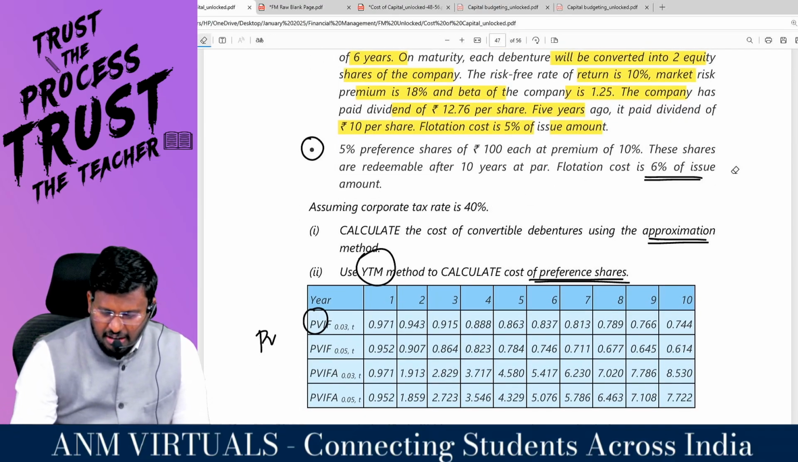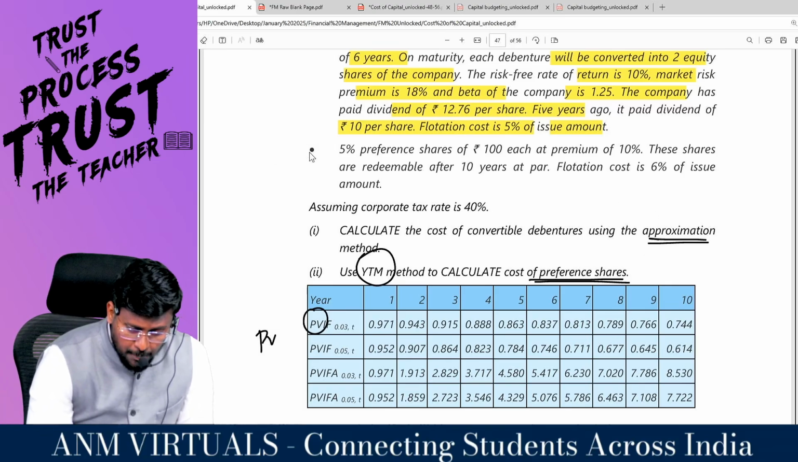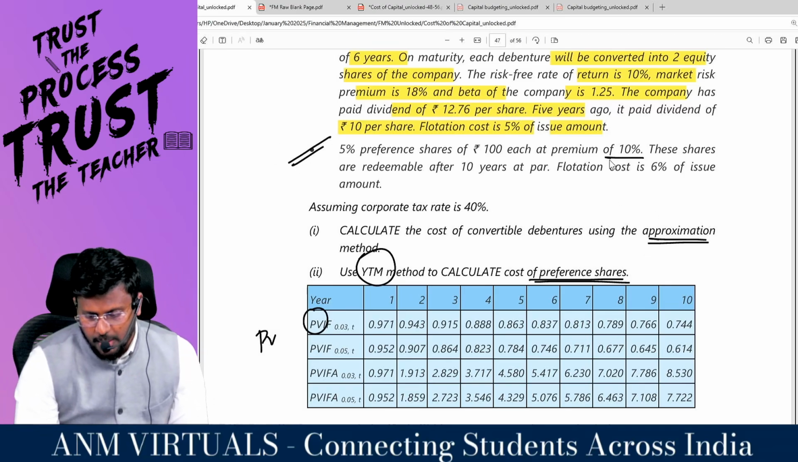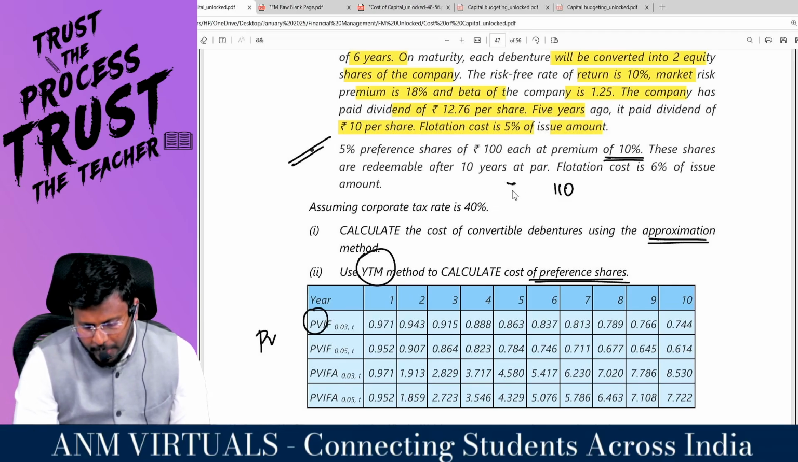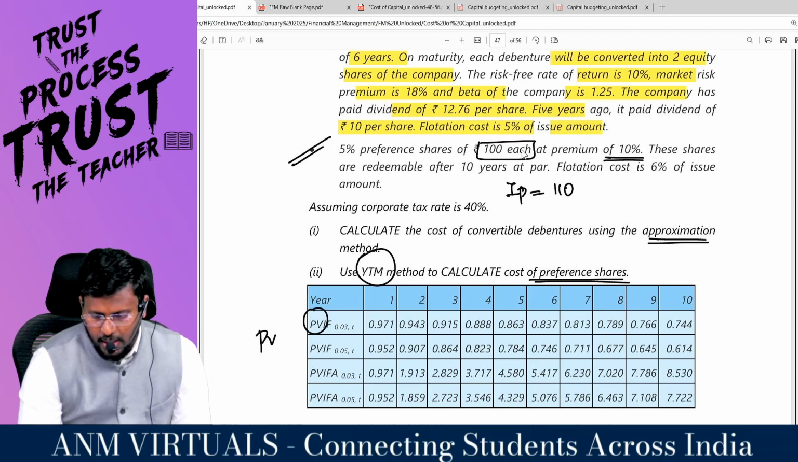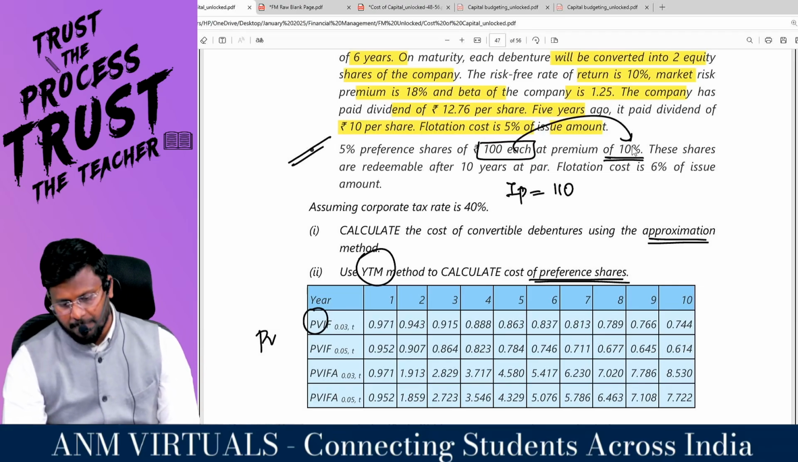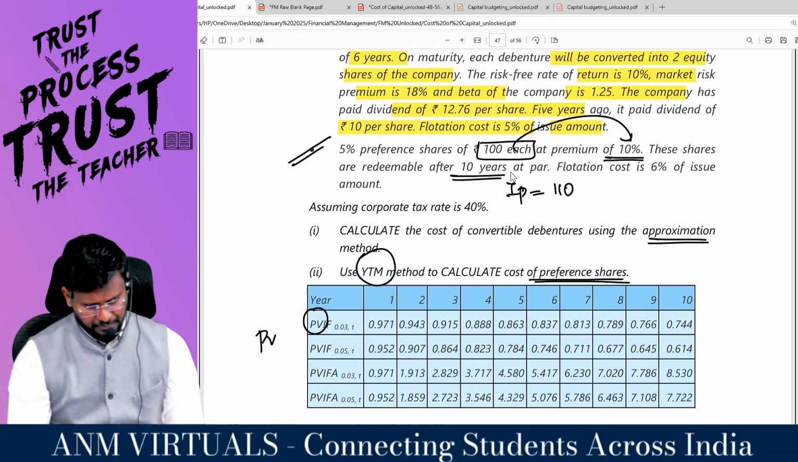Super, sir. Fantastic, sir. Brilliant, sir. Coming to the second part of the question. 5% preference shares of how much each? 100 each. At a premium of 10%, that means, sir, 110 rupees is going to be the issue price, because 100 rupees is the face value. At a premium of 10% means 10 rupees. Right, sir? These shares are redeemable after some years.